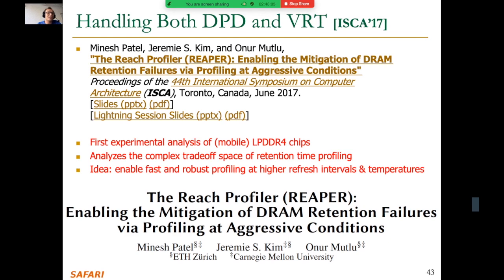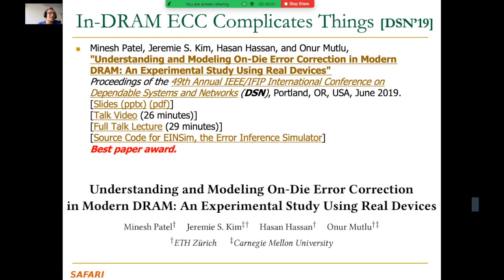So this is really interesting, I think. And of course, as I mentioned, manufacturers started adding ECC into DRAM, and they decided to not expose this information to anyone. As a result, this complicates things, because now we want to do retention time profiling in the memory controller, but you don't know what's being corrected and what's not being corrected.